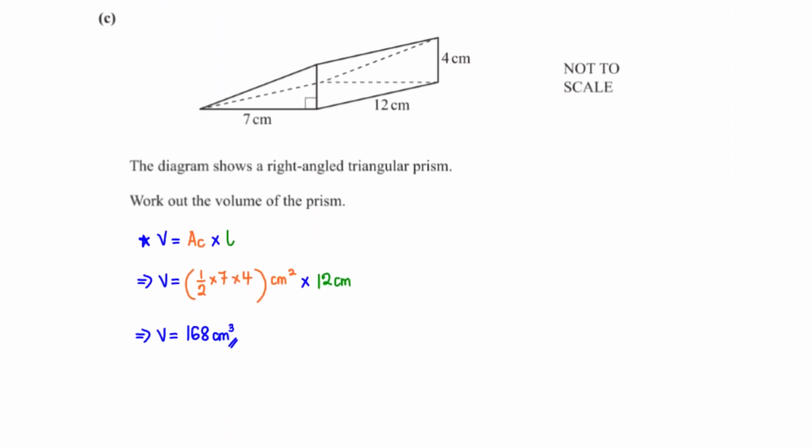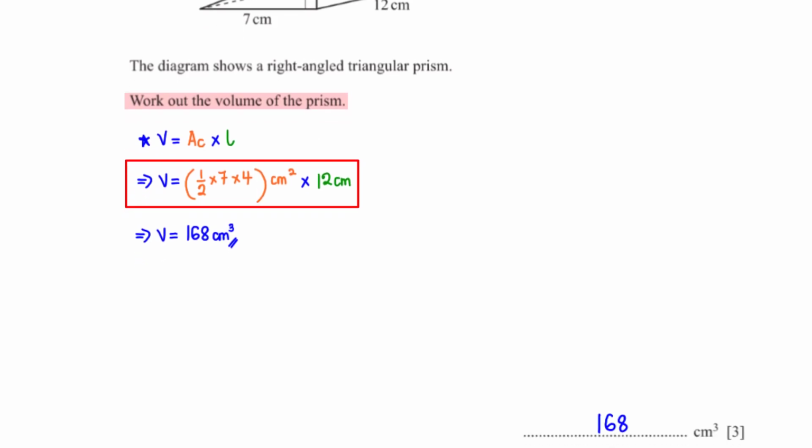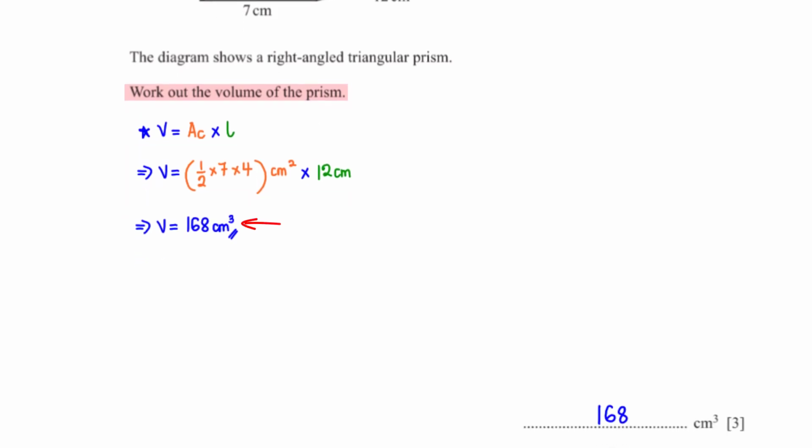The diagram shows a right-angled triangular prism. Work out the volume of the prism. Here is the formula for the volume of a prism. The cross-section of the prism is a triangle. The area of the triangle can be found using the formula half base times height, where the base is 7 cm and the height is 4 cm. The length L of the prism is 12 cm. When we type this into the calculator, we get 168 cm³.